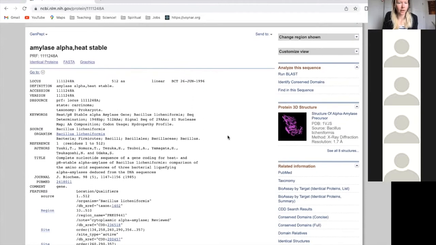So this is the information that comes up. Like Herman was telling us, it's 512 amino acids long. So that's the length of the protein. It tells you the source organism right here is Bacillus licheniformis. Tells you it's a bacteria.